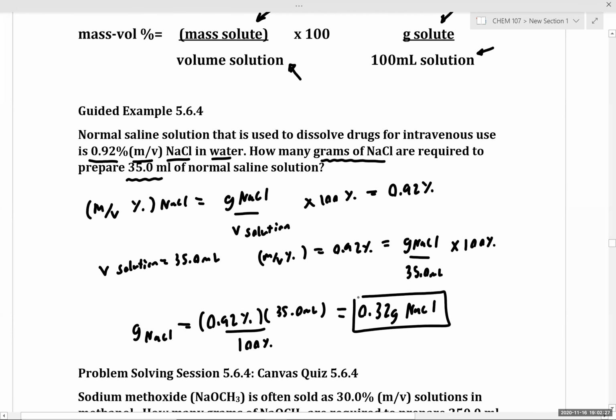Does this question make sense to everyone? Any question on this example?